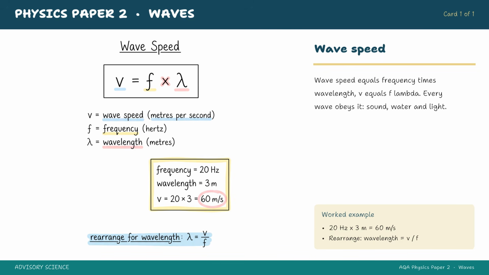Let's walk one through. A wave has a frequency of 20 hertz and a wavelength of 3 meters. So you multiply 20 by 3, which is 60. So the wave speed is 60 meters per second.